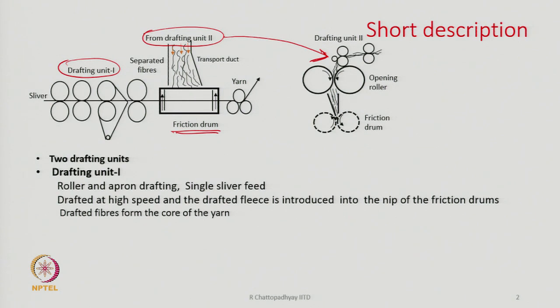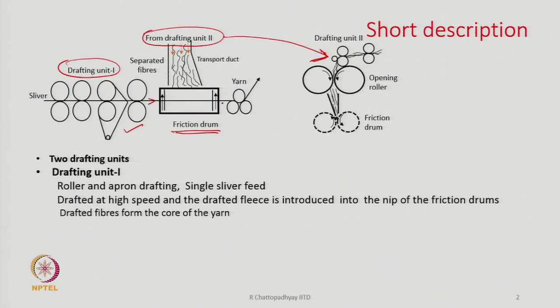In this case there is one additional drafting unit that has been attached to the machine, that is drafting unit 1, which consists of a set of rollers. So, roller and apron drafting, which is here, is a single sliver feed, that is, we feed only one sliver through it, and then drafting is done at quite high speed, and the drafted fleece is introduced here in between the two friction drums.